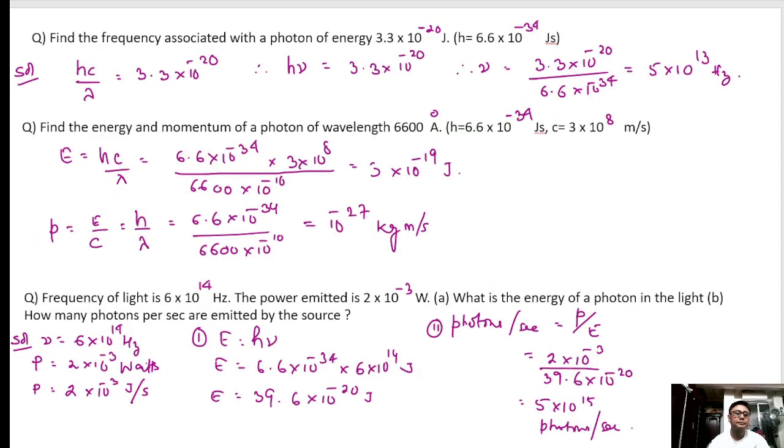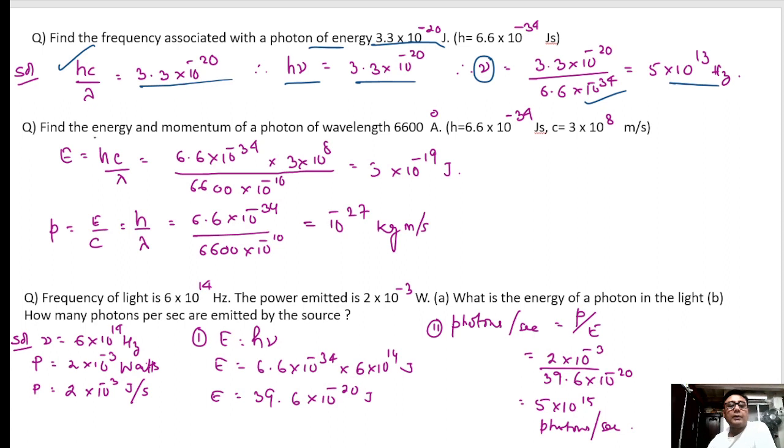Next sum. Let's see the next sum. So friends, they're telling us to find the frequency associated with the photon of energy, this joules. This is the energy given, find the frequency. So hc by lambda is equal to this. The energy is h nu, which is hc by lambda. This is h nu given to us. They are asking to find the nu, so this by h we get the frequency.